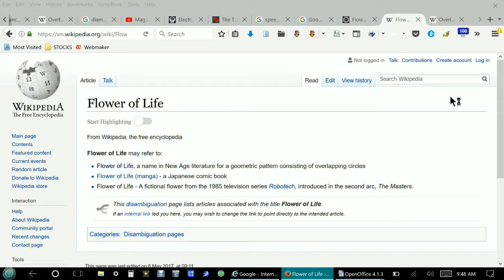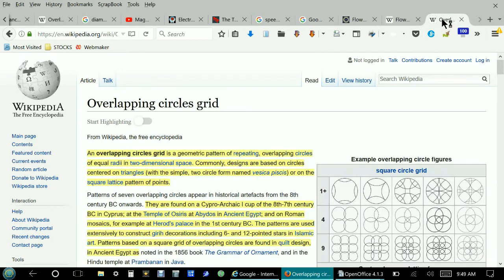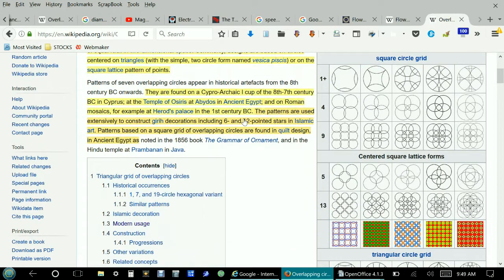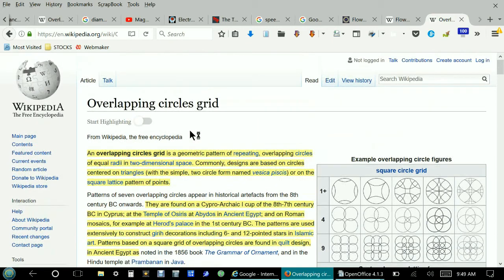The flower of life and lead geometry also brought me back to another ancient representation of nature, which has been deemed the flower of life. So I looked up the flower of life in Wikipedia, and here it says, again, denigrating ancient knowledge, the flower of life, a name in New Age literature for a geometric pattern consisting of overlapping circles. Yes, but it also is all the way through the ancient world, these representations of this flowering effect or torus effect represents nature.